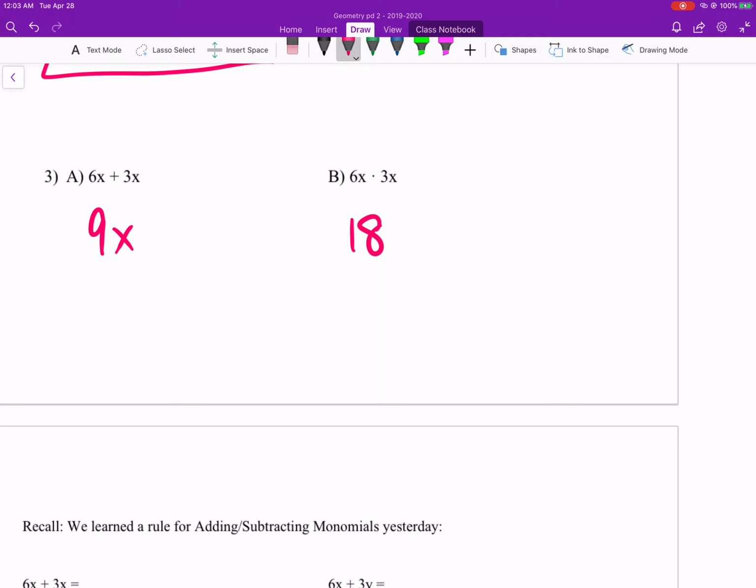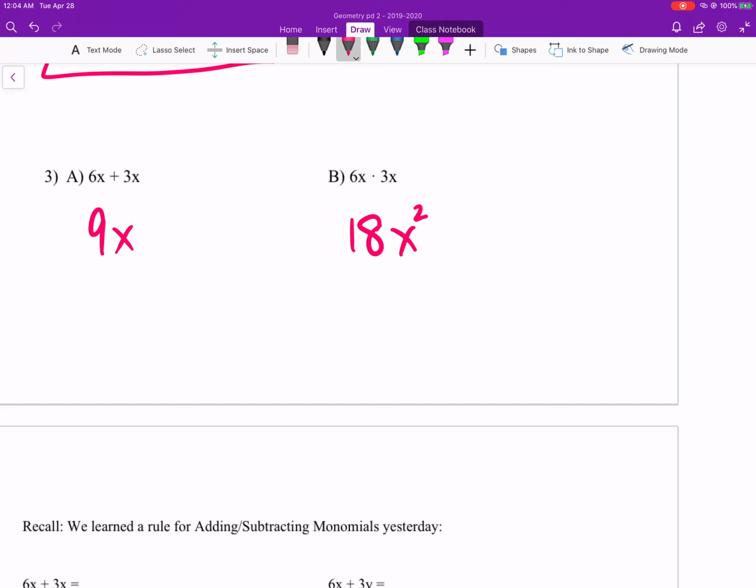which is 18, and you're also multiplying x times x. You're multiplying the variables as well. So x times x, you might be thinking 2x, however it's not, that's x plus x. X times x is x squared.